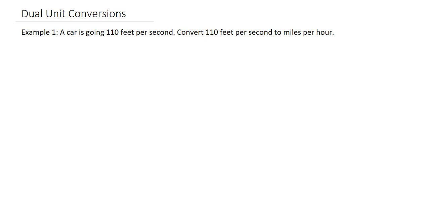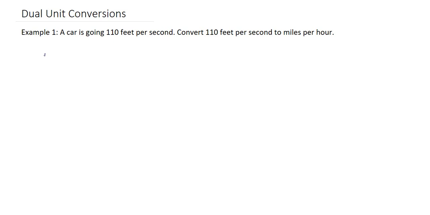Dual unit conversions. So in this video, we're going to go over when we need to convert 2 units. And this can be like this. So the first example, a car is going 110 feet per second. Convert 110 feet per second to miles per hour. So we're not only changing the distance, but we're changing the time that we express it, right? And so it's still going to be the same measurement, but it's just going to be through a different means to measure that. So let's go ahead and look at this.